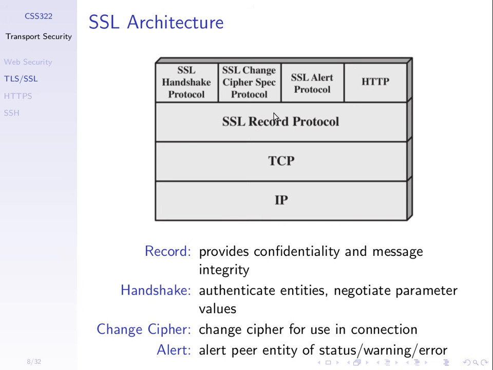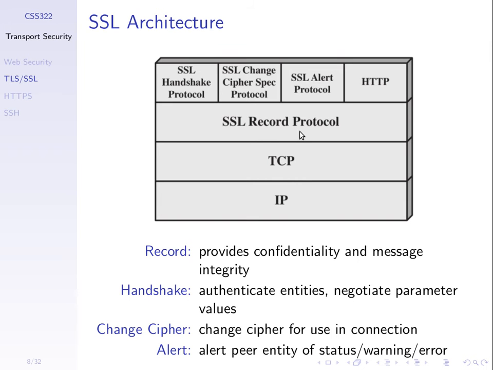So there are four parts of SSL. There's what's called the SSL record protocol. This is the thing that encrypts the data and provides message integrity. Message integrity is checking, so the receiver checking that nothing's being modified. For example, it uses a MAC function. When we send data, the record protocol will encrypt that data before it's sent and attach a MAC so that the receiver can verify that nothing's being modified. So that's the record protocol.